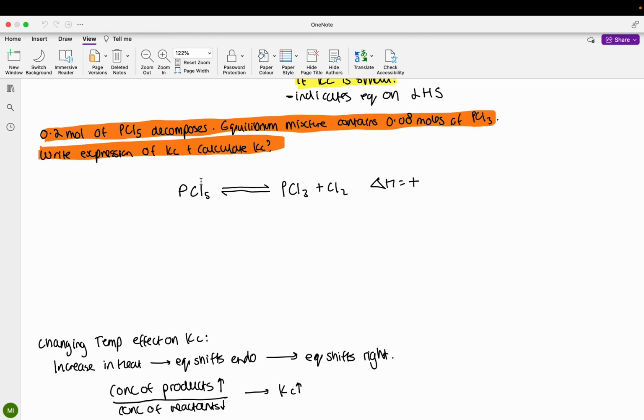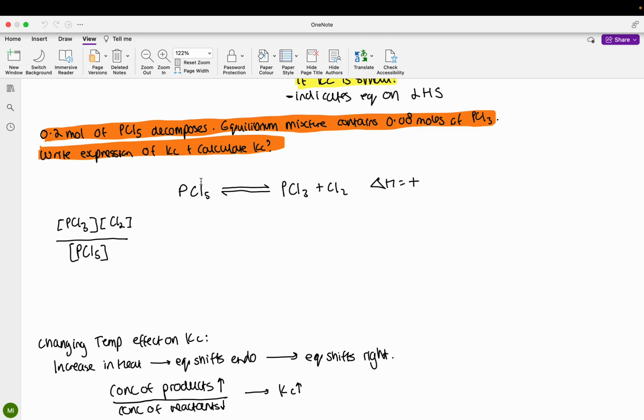Okay, this is a common type of question that you can get. For the first part, you should be able to do it now. How would you write your expression of Kc? Once again, it is products over reactants. So it's the concentration of PCl3 multiplied by the concentration of chlorine, and those are your two products. You multiply them together over our reactant, which is PCl5. Because everything in the equation has a 1 in front of it, it's all going to be to the power of 1.